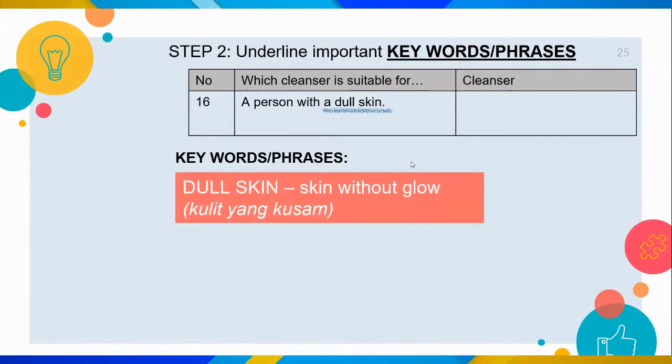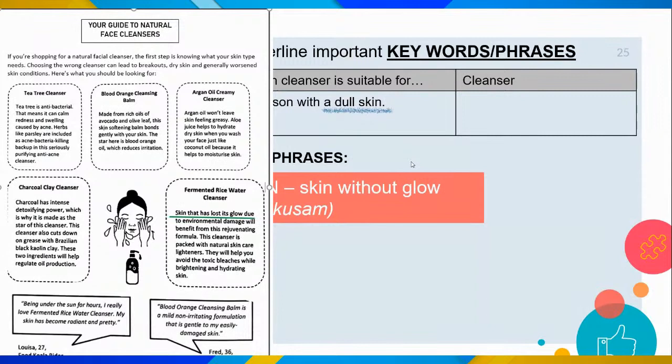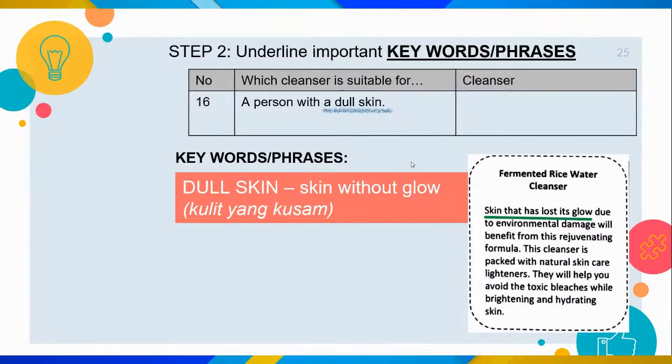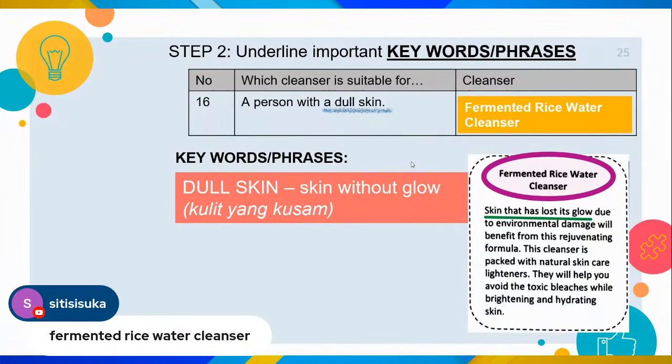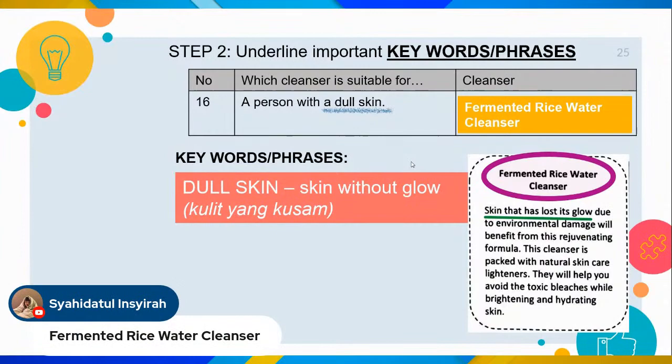So where can you find in the text that's talking about no such glow anymore? Where do you think in the text? Yes, that is where it is. Skin that has lost its glow due to environmental damage. And the answer would be fermented rice water cleanser. Very good, Siti. Good, Shahidatul. Good eye. Very good.